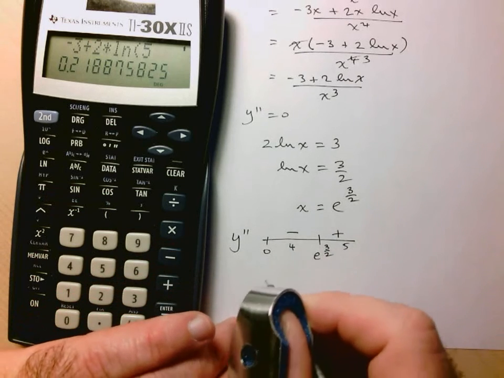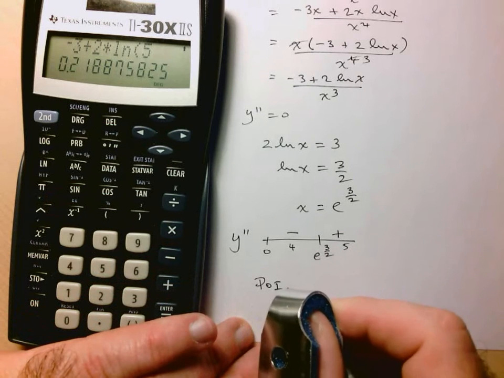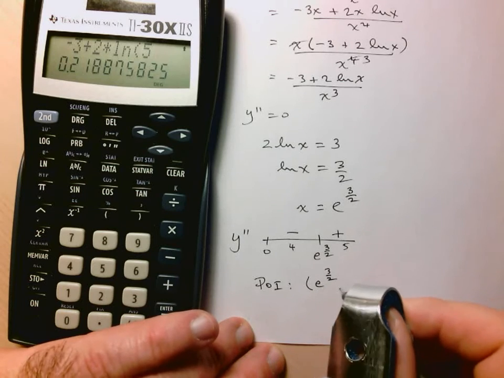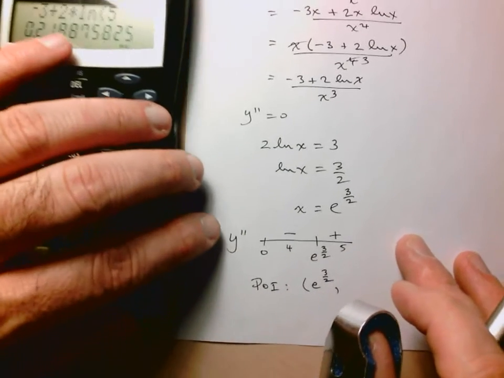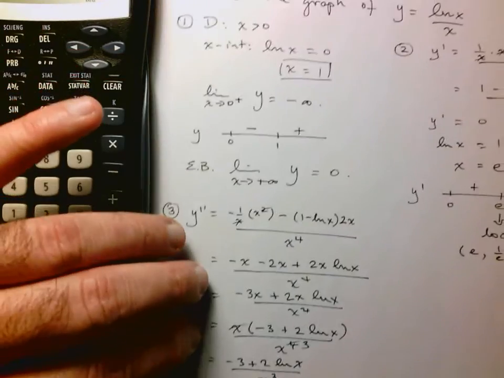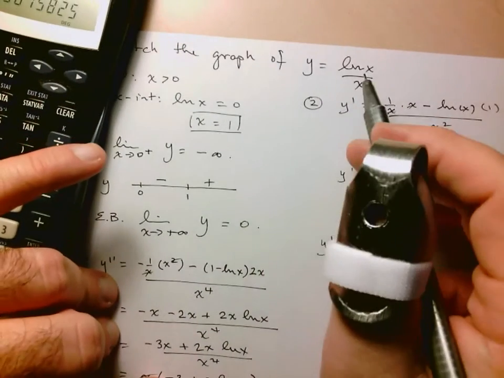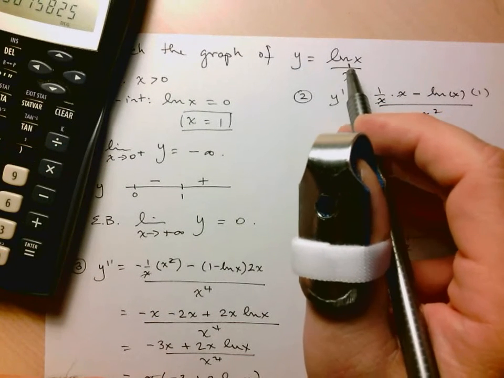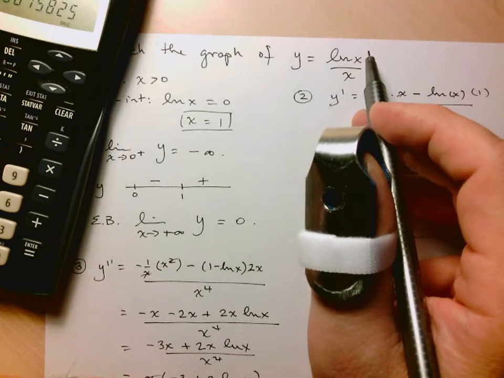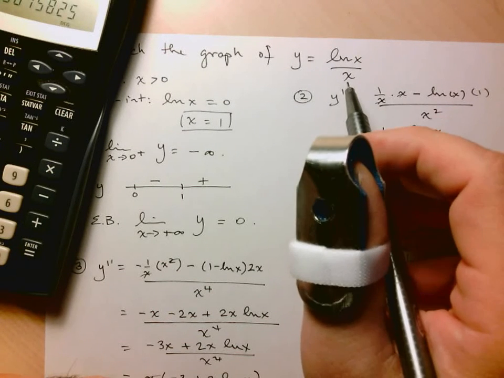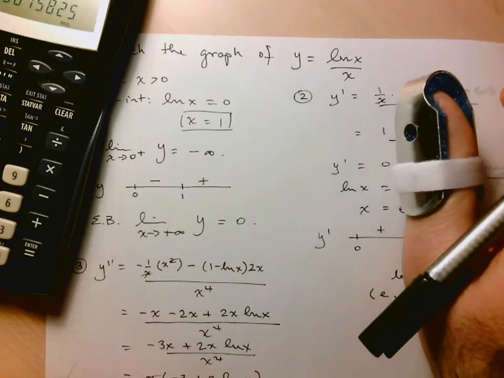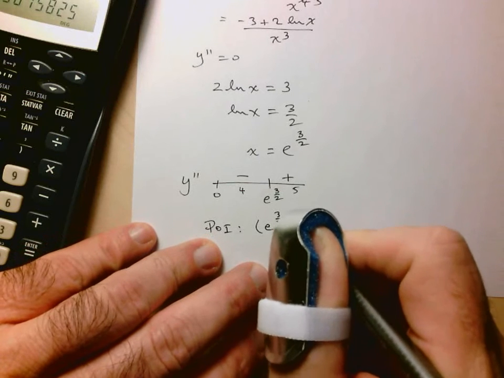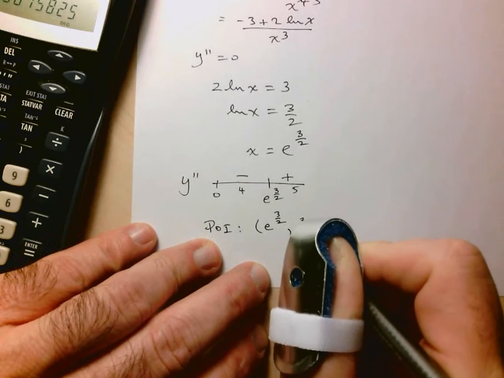Okay, so that means that we do have a point of inflection, and that point is at e to the 3 halves. Now remember, we have to take this number e to the 3 halves and put it back into the original function. So ln of e to the 3 halves is just 3 halves over e to the 3 halves. Okay, so keep that in mind as I write it down. So this is going to be just 3 over 2 over e to the 3 over 2.